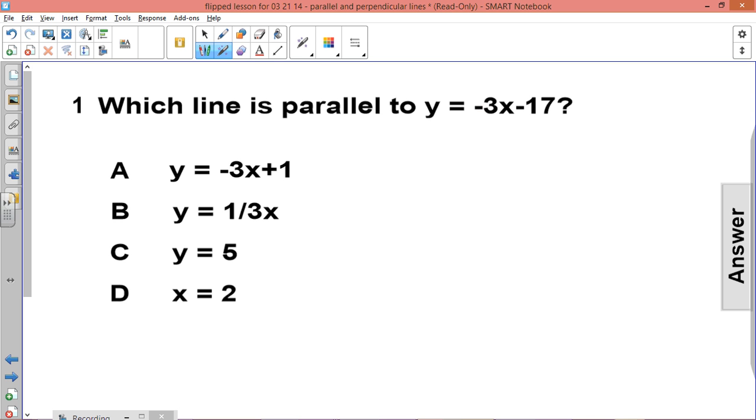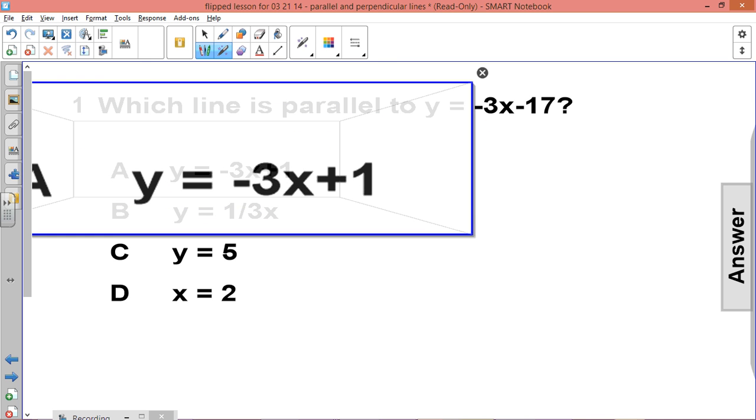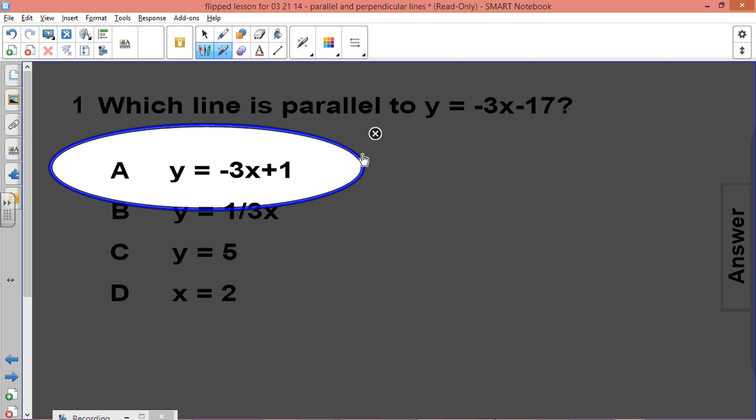Now to say that two lines are parallel, all I care about is finding an equation that has the same slope of negative 3. Do we see any of these others that have a slope of negative 3? A, right here. That has the exact same slope, and that's the only thing I care about. I don't care about my y-intercepts. For finding parallel lines, all I need is the same slope. So the answer is A.